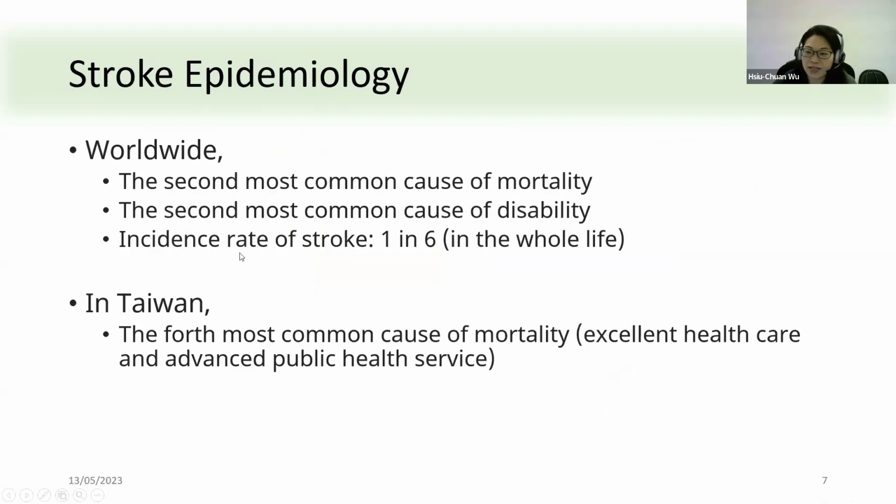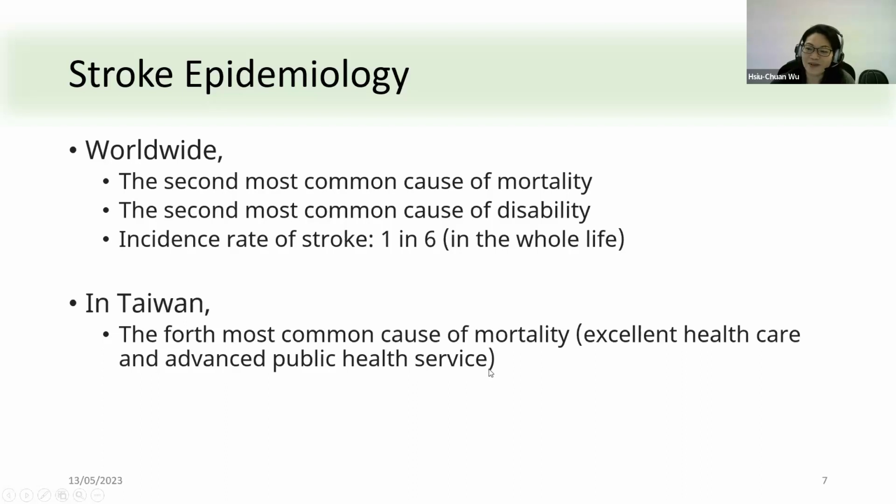And the incidence rate of stroke in your whole life is 1 in 6, meaning 1 in 6 people will suffer from at least one stroke in your whole life. So that's very common. And in Taiwan, because we have excellent healthcare and advanced public health services, stroke has dropped to the fourth most common cause of mortality.